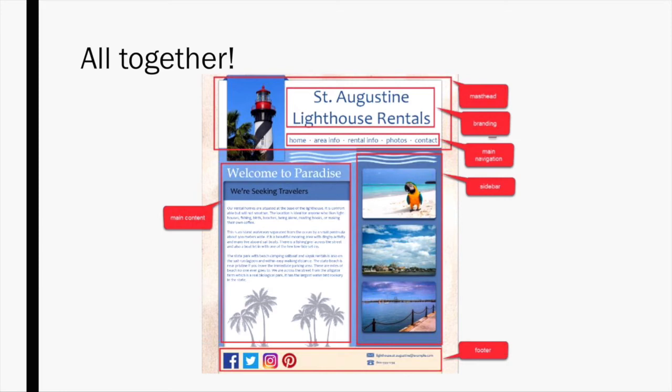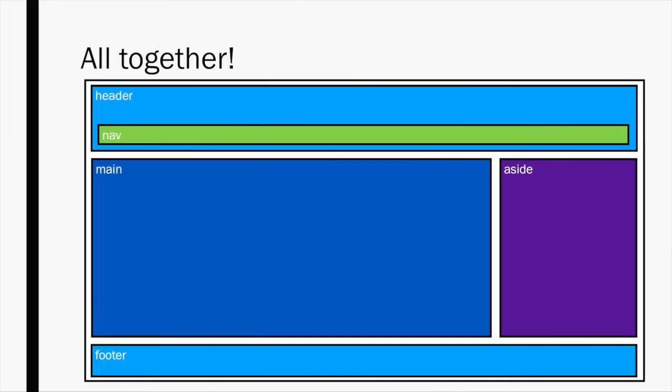So let's put all of this together. If you recall from our very first video, this is essentially the basic breakdown of a very simple site. You have the masthead, which is the top header part, the branding or the H1, main navigation, the sidebar, the main content, and the footer at the bottom. So let's take a look at more colorful versions of it.